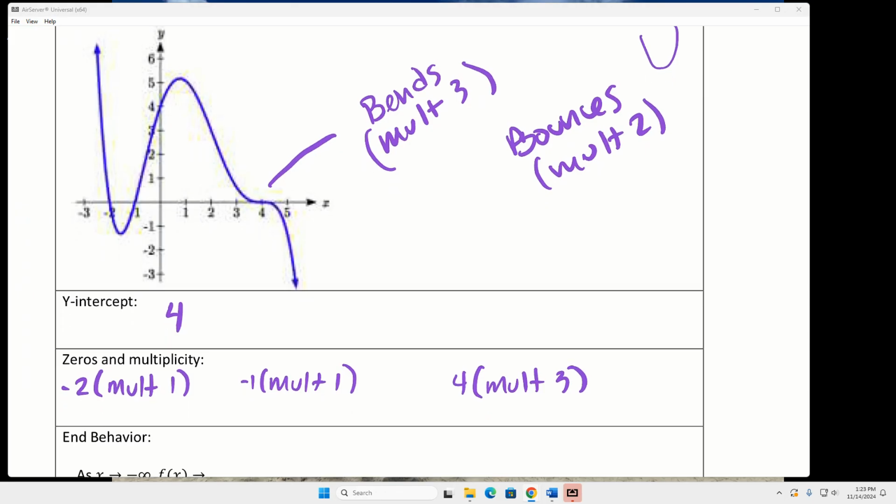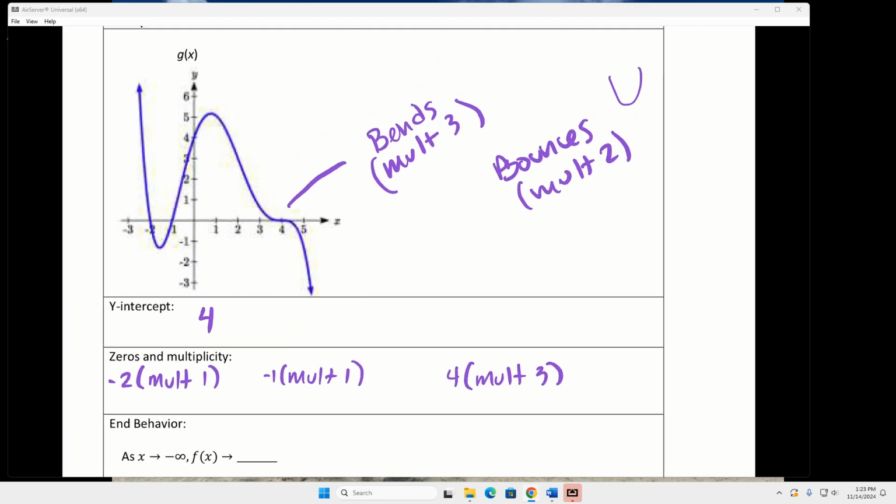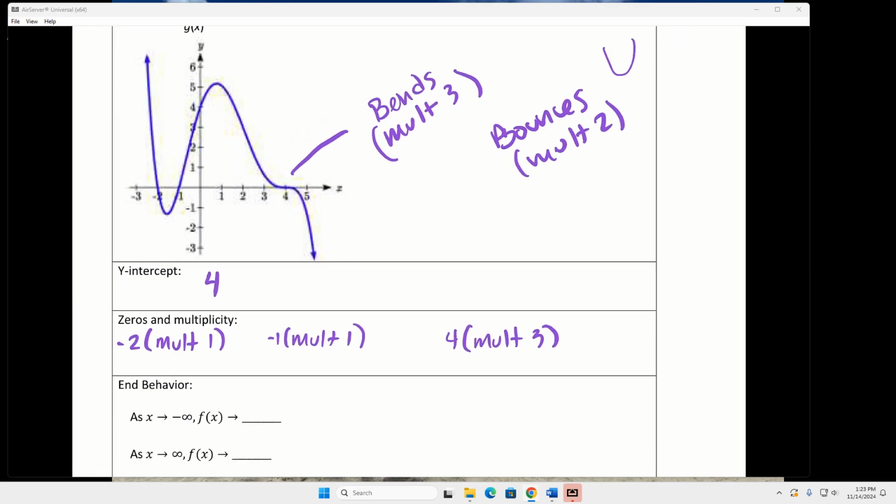All right, and behavior is also fairly simple to do when you have the graph. You just have to remember which is the left and which is the right. So as x approaches negative infinity is the left. So I look at the left arrow. Since the left arrow is pointing up, it's going to be positive infinity. And as x approaches positive infinity, that's the right side. That arrow is pointing down, so it's going to be negative infinity.